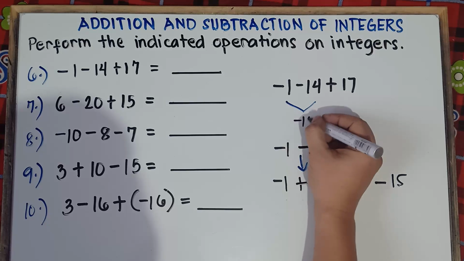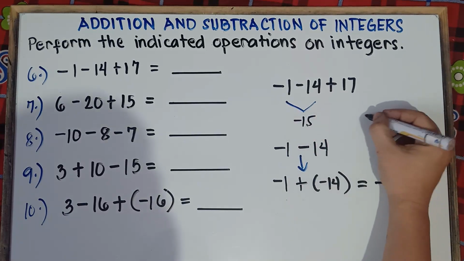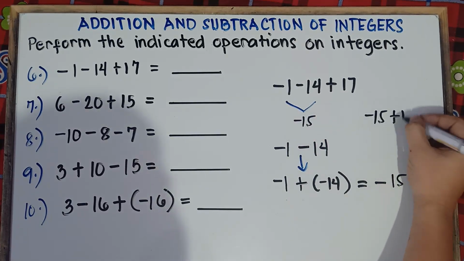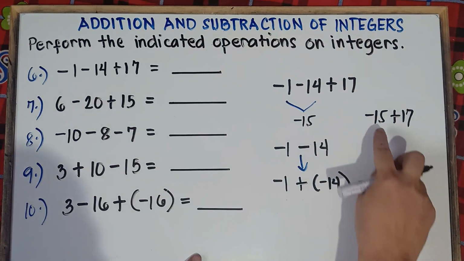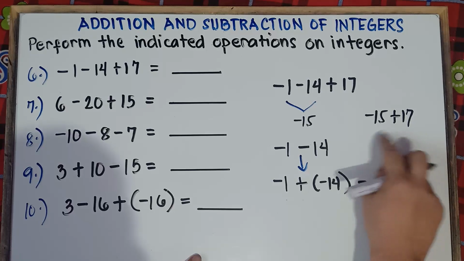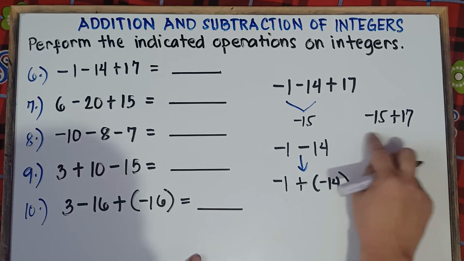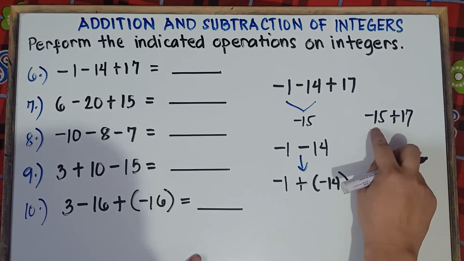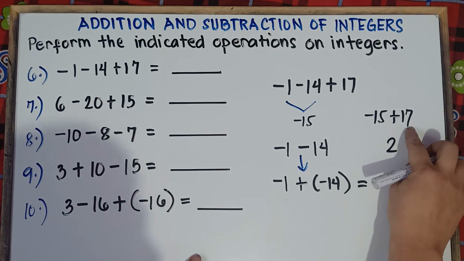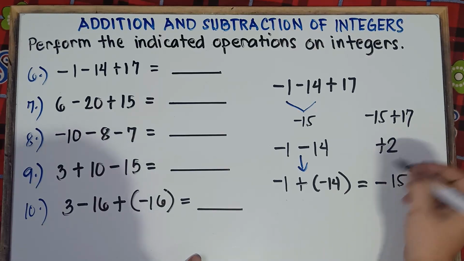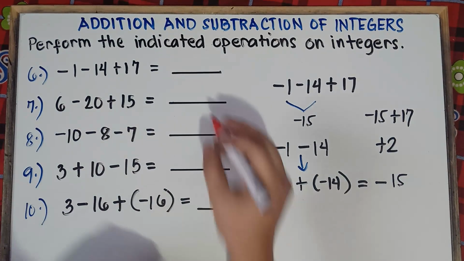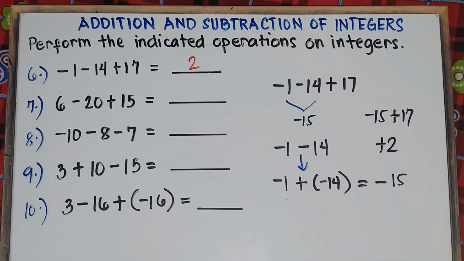So this is negative 15 plus 17. Once again, this is addition. If they don't have the same sign, subtract. 17 minus 15, that is 2. Now 17 is greater than 15, we copy the sign of 17. So therefore, our answer is positive 2. That's it, class, for example number 6. So how about you try this one, class?